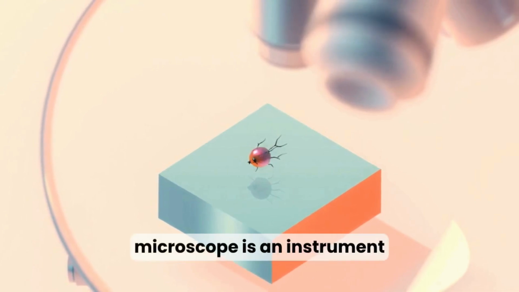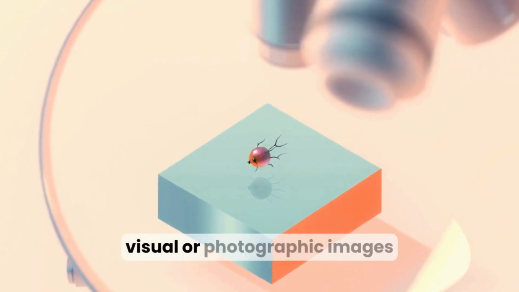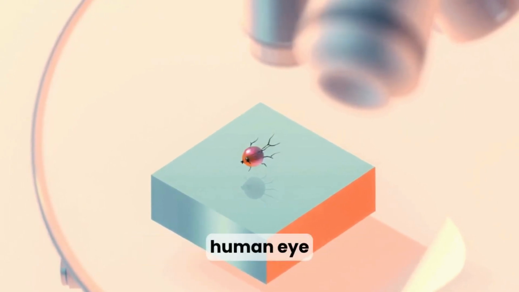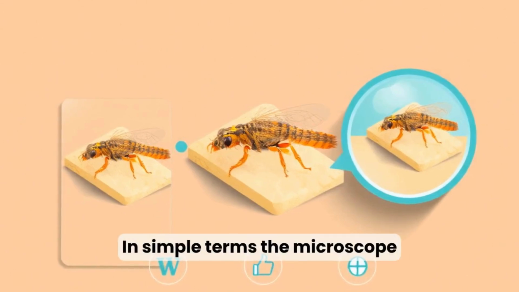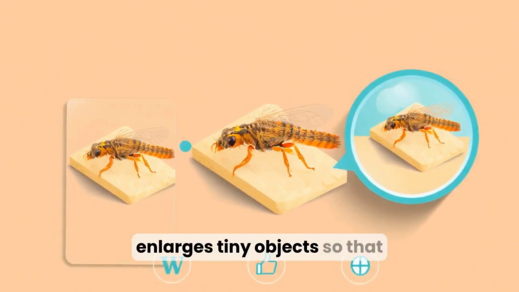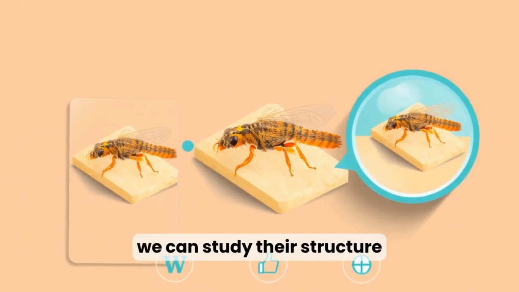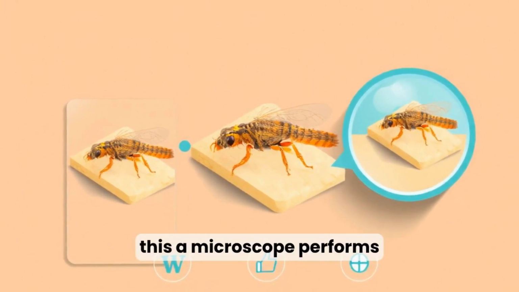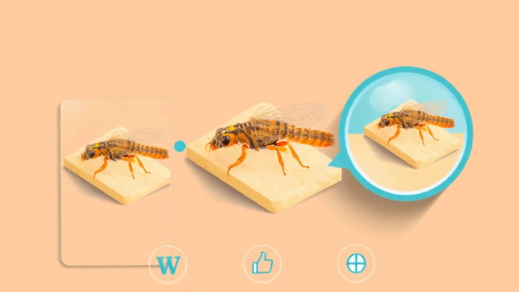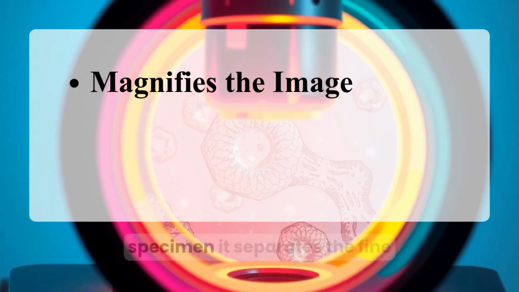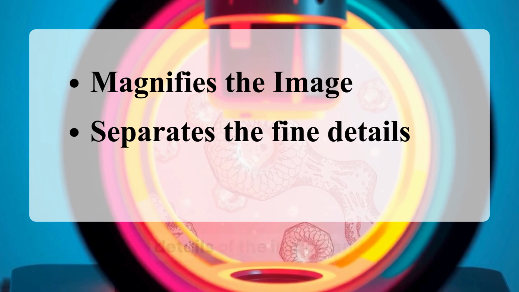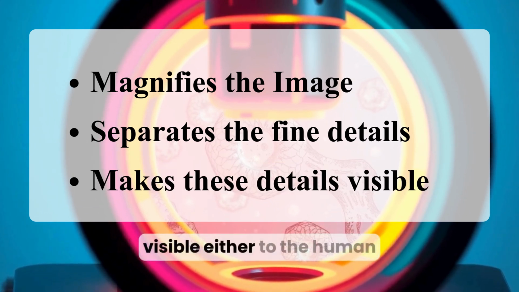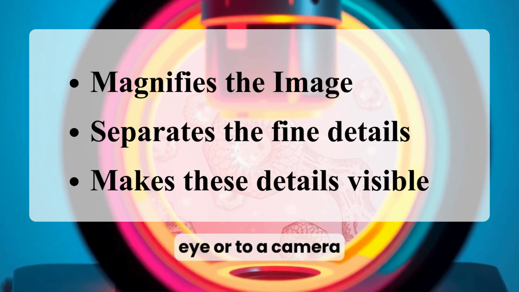A microscope is an instrument designed to produce magnified visual or photographic images of objects that are too small to be seen by the unaided human eye. In simple terms, the microscope enlarges tiny objects so that we can study their structure and details clearly. To achieve this, a microscope performs three important tasks. It magnifies the image of the specimen, it separates the fine details of the image, and finally, it makes these details visible either to the human eye or to a camera.